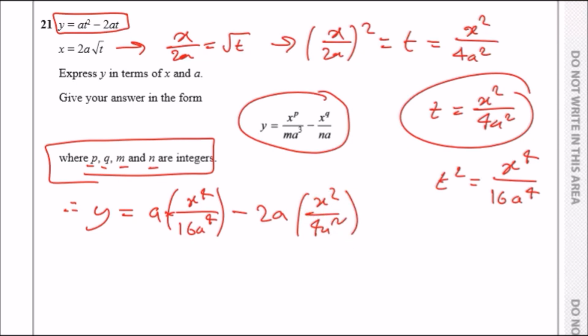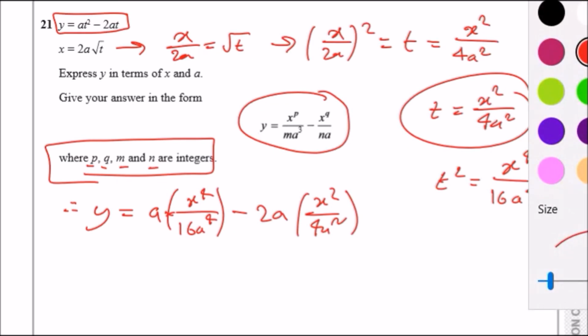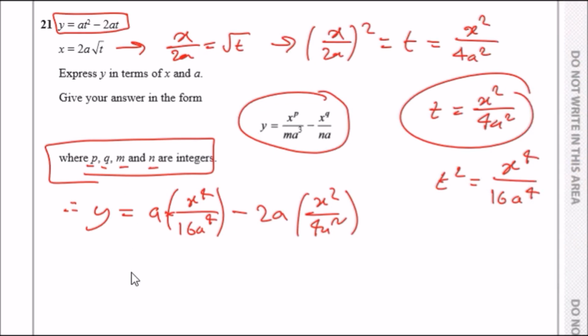Okay, alright, let's take a breather here a second. So now all we want to do is just tidy up this fraction and make it look like this. So far it kind of looks similar, except there's no a's anymore on the top line. Let's just sort this out.